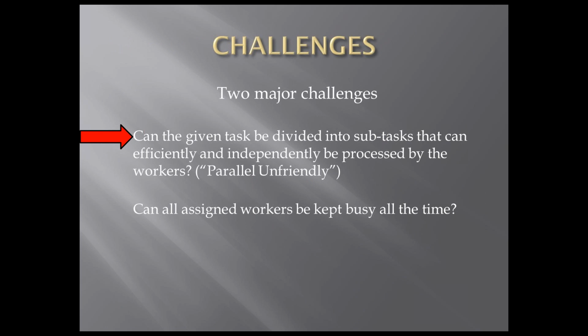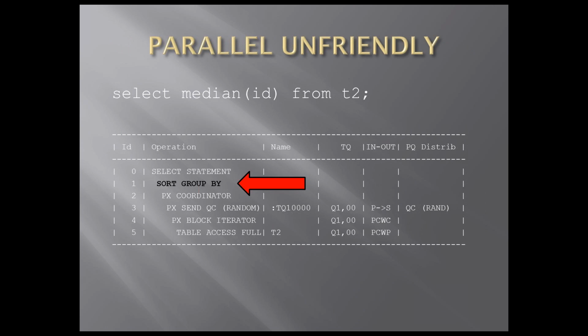So back to our two major challenges that I want to talk about today. One is the so-called parallel unfriendly case. You might end up with a problem that cannot really be done in parallel, either due to implementation restrictions or because the problem simply cannot be divided into subtasks. Here's a textbook case for such a thing. If you think about how the median is computed, you have to find the middle value of all the values.